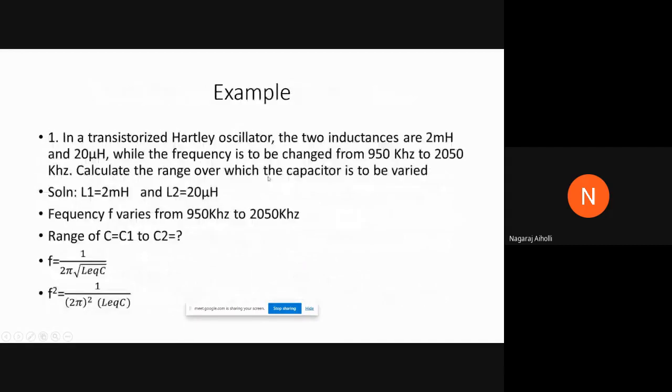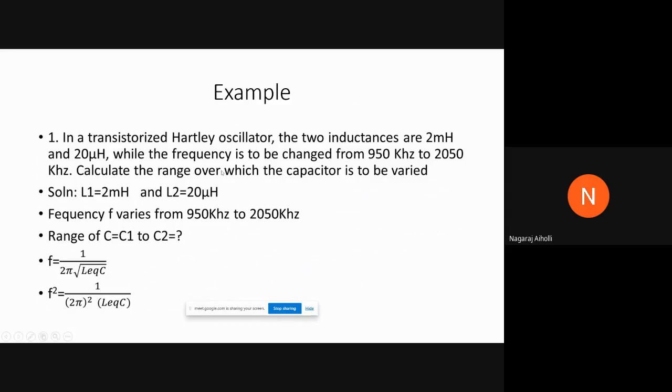Let us solve an example on the oscillator. In a transistorized Hartley oscillator, the two inductances are 2 millihenry and 20 microhenry, while the frequency is to be changed from 950 kilohertz to 2050 kilohertz. Calculate the range over which the capacitor is to be varied.